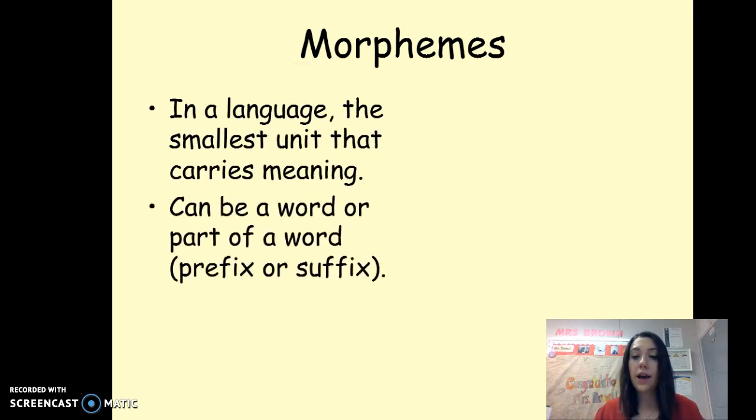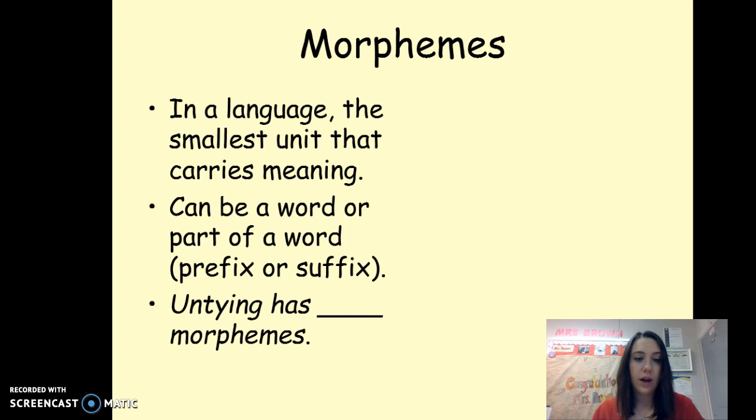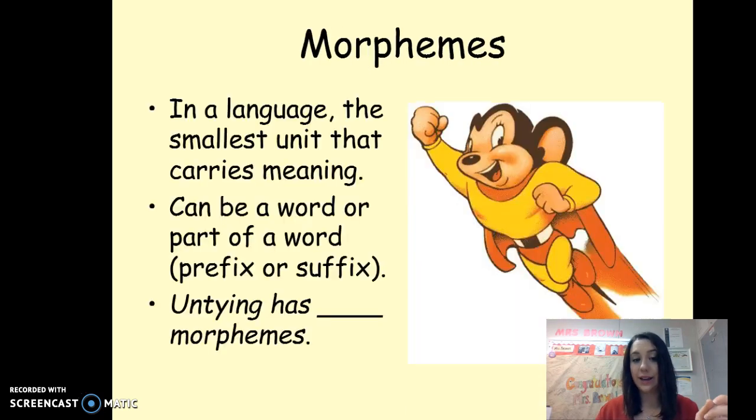And again, I like to really look for prefixes or suffixes, things that you can really break down to say, okay, I know this try means 3, so that's 1 morpheme. Or looking at the different suffixes as well. Untying. So we have the word un, and then we have ing, which is a suffix, so there's 2 morphemes.